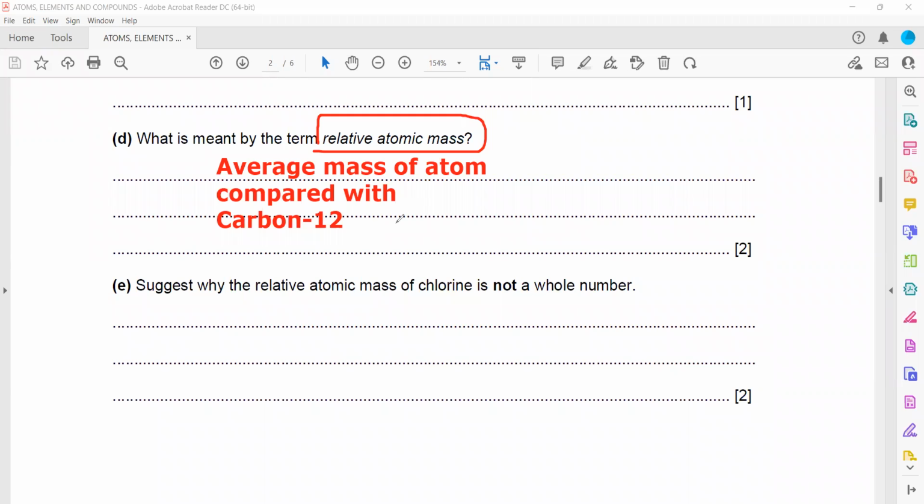And if the same question was there, what is relative molecular mass? So you'll mention average mass of the molecule which is compared with carbon-12. So the only difference, if they change this atomic to molecular, then you will change here average mass of the molecule rather than atom.